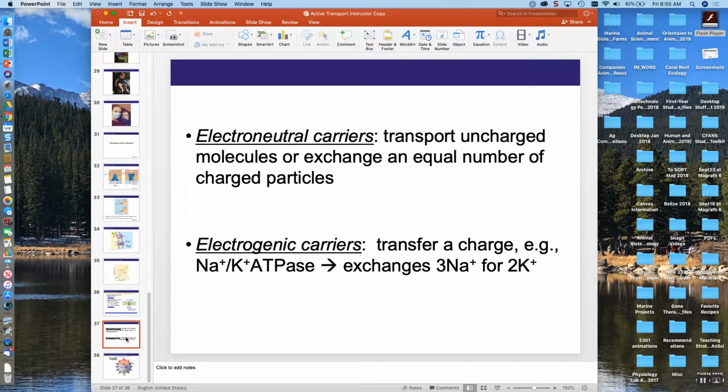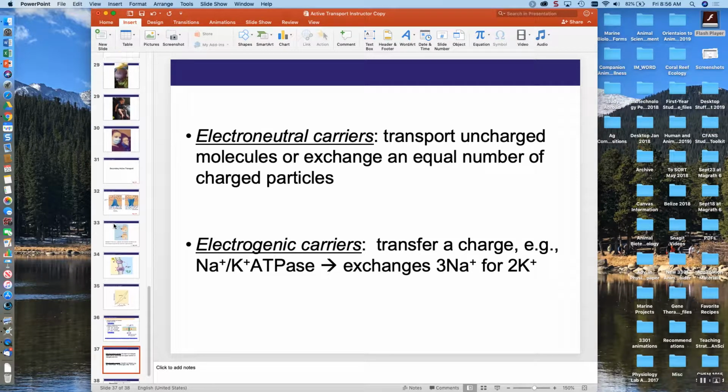What is the difference between electroneutral carriers and electrogenic carriers? With electroneutral carriers, it's either the transport of uncharged particles or the exchange of an equal number of charged particles.